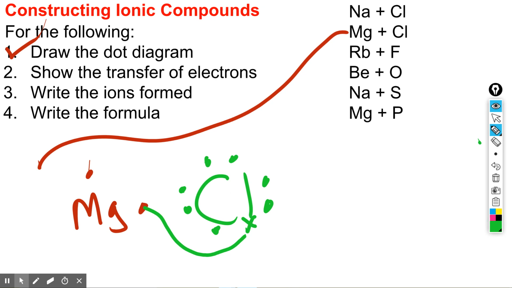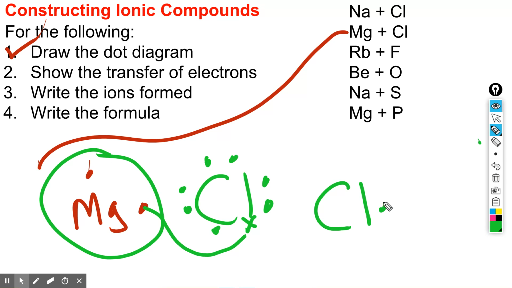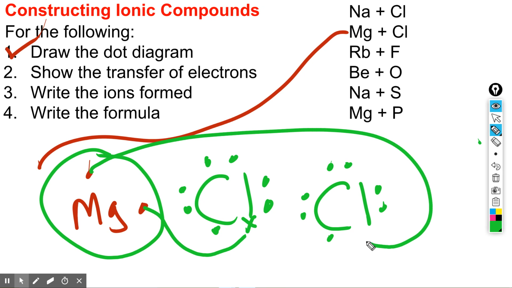Now this chlorine is happy, but look at our magnesium. It still has another electron right there that it needs to get rid of. So you've got to draw another chlorine. When reactions occur, when bonding occurs, there are billions of atoms around. So we're not making up stuff. This is what happens. There's another chlorine floating around there, and magnesium gives its electron away. And now you have 2 chlorines bonded to 1 magnesium.